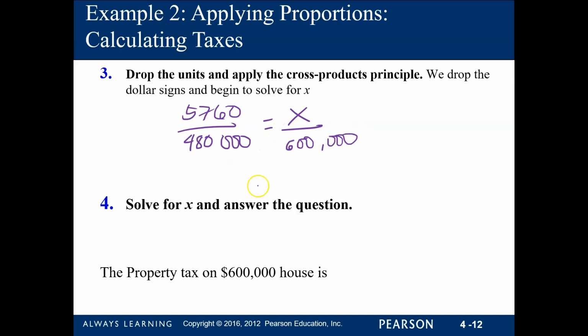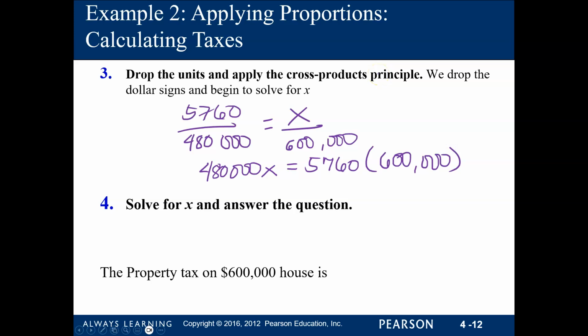If you do your cross multiply, you will have 480,000 X is equal to 5760 times 600,000. If you multiply 5760 and 600,000, that's going to be 3,456,000. And how do we solve for X?